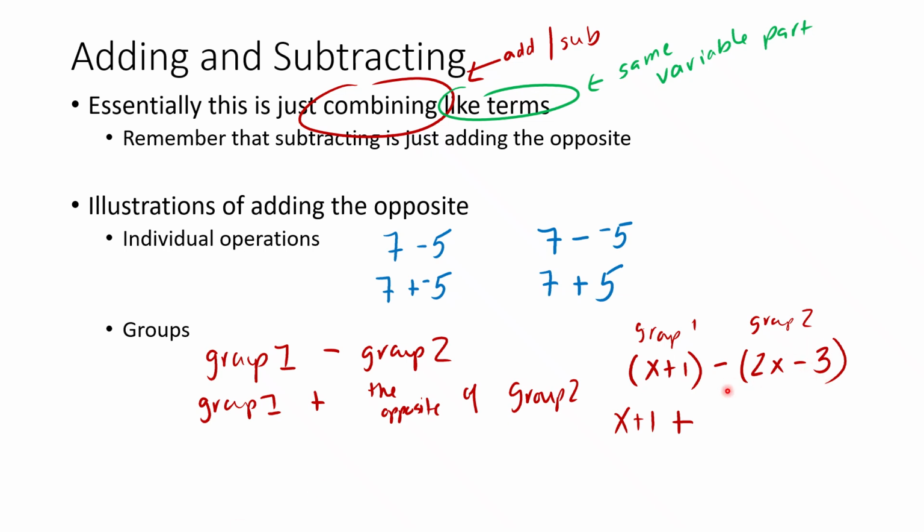Now, because we are adding the opposite of the group, we have to take the opposite of everything in the group. So we say, well, what is the opposite of 2x? Well, that would be negative 2x. And then we ask, what is the opposite? Remember, we're adding the opposite. So we say, what is the opposite of negative 3? Well, that is positive 3. And so we'll just add the 3. And that's how we can turn a subtraction problem into an addition problem.